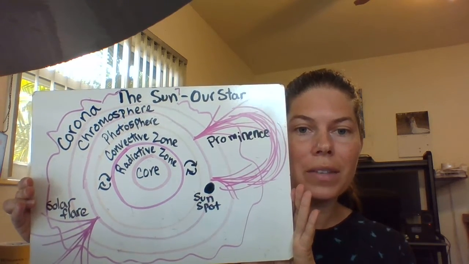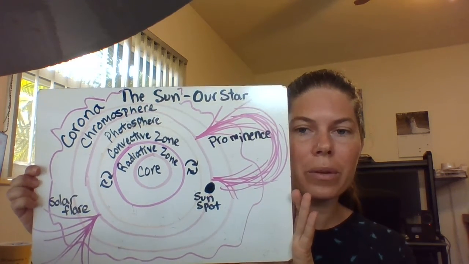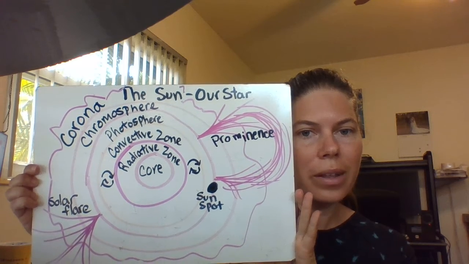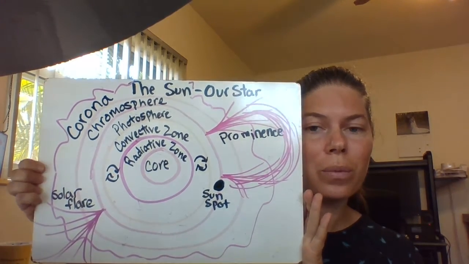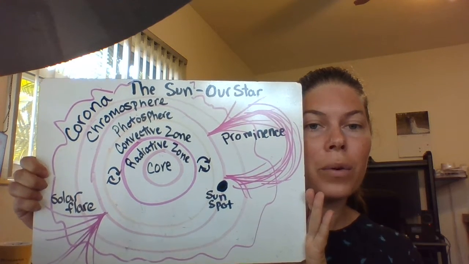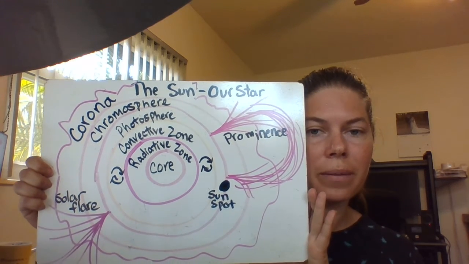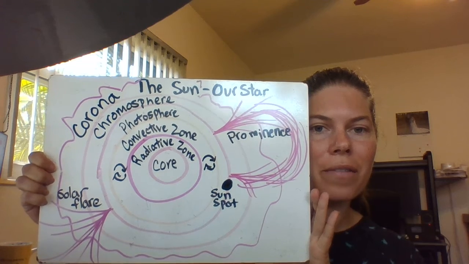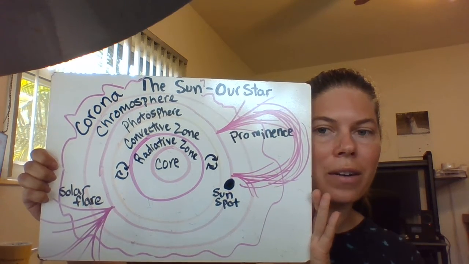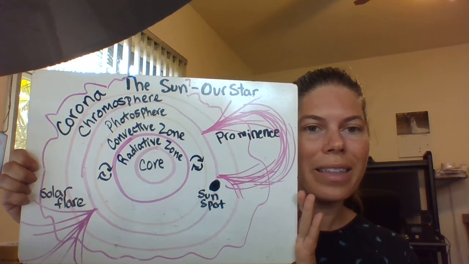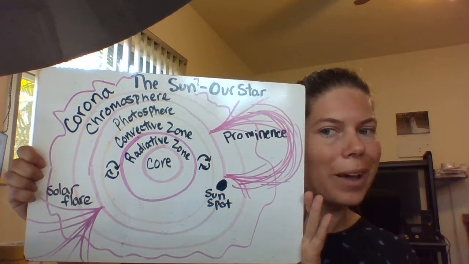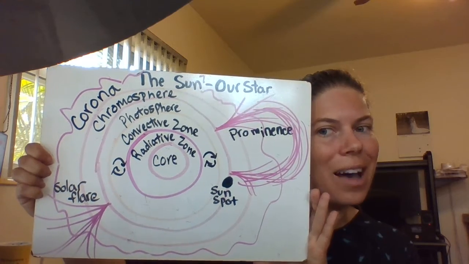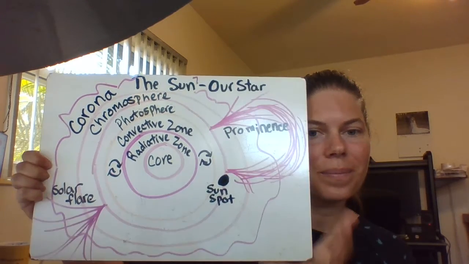So now you know the layers of the sun, starting with the innermost layer, which is the core. Then you have the radiative zone, then the convective zone, and then the photosphere is known as the surface of the sun. After that, you have the chromosphere, which is the first layer of the sun's atmosphere. And then the outer layer of the sun's atmosphere is called the corona, which means crown, which is why it's on the outside of the sun.